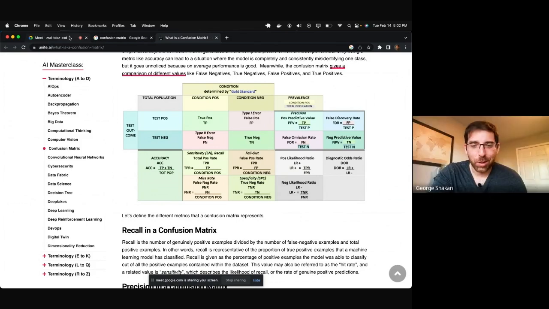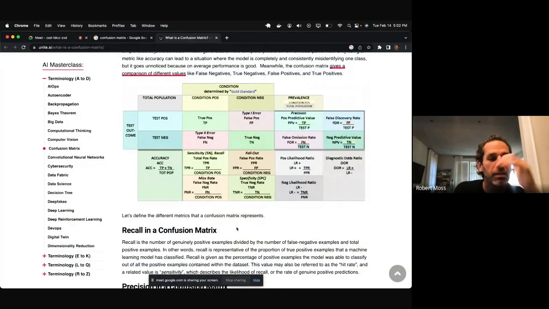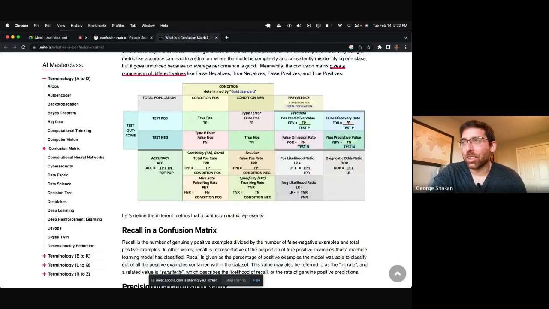I think it's pretty natural to struggle with wording this kind of thing. Yeah, it is, and getting proper wording for it is really good. So precision is the amount that were positive that you guessed positive over the total amount that you guessed positive.